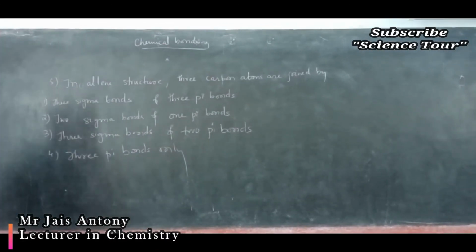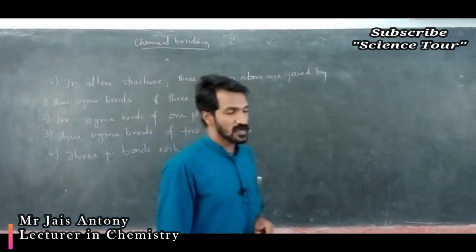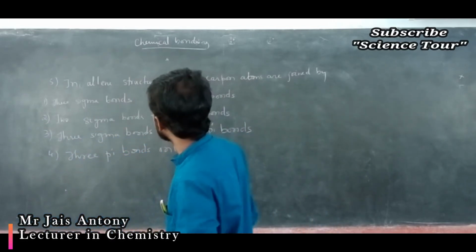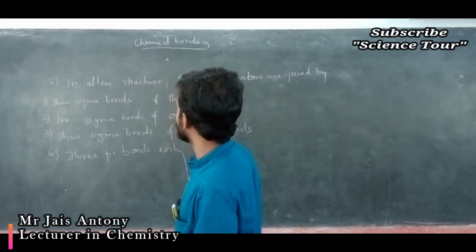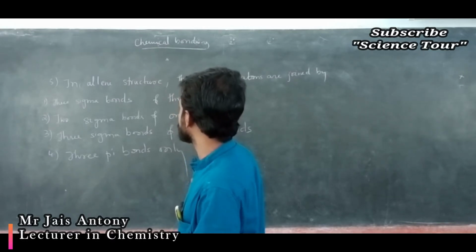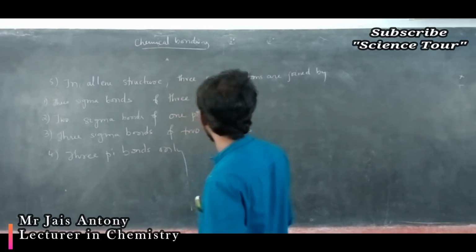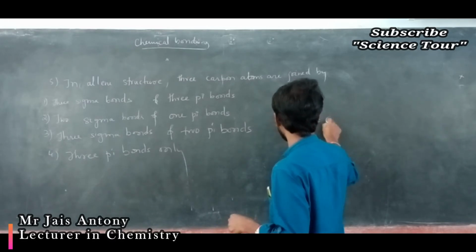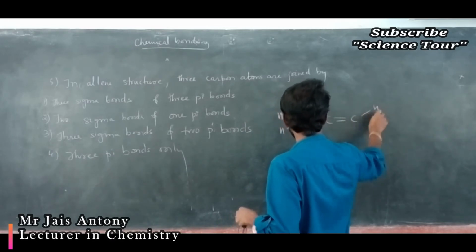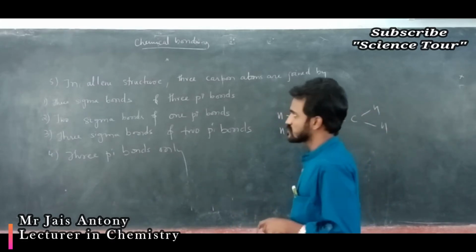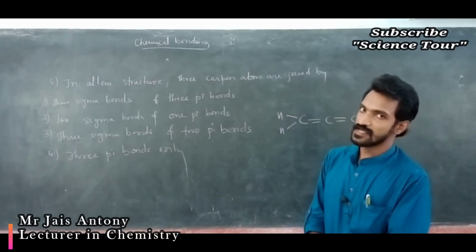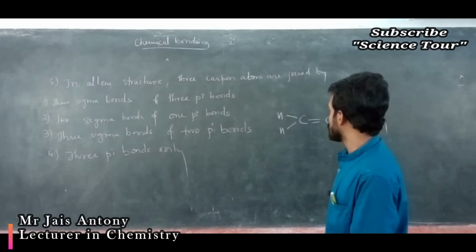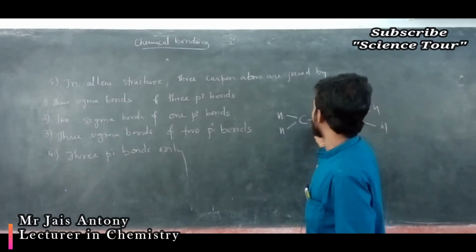In allene structure, 3 carbon atoms are joined by 3 sigma bonds and 3 pi bonds, 2 sigma bonds and 1 pi bond, or 3 sigma bonds and 2 pi bonds. Allene structure is very important, my dear students. CH double bond, C double bond. This is the allene structure. Please note down this allene structure. ALLENE.